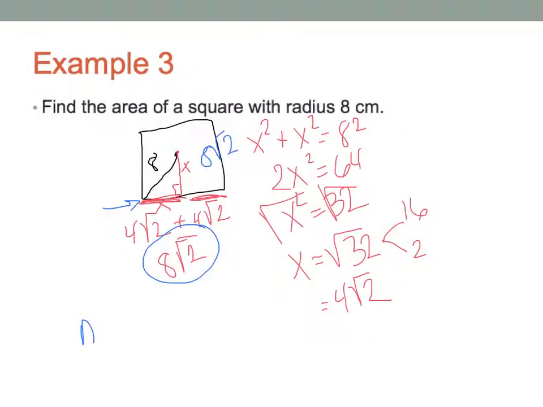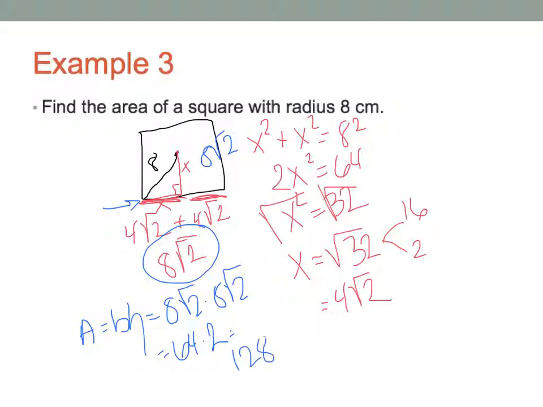So let's do area of a square is base times height, and I have 8 root 2 times 8 root 2, which gives me 64 times 2. And that gives me, ladies and gentlemen, 128. Awesome.